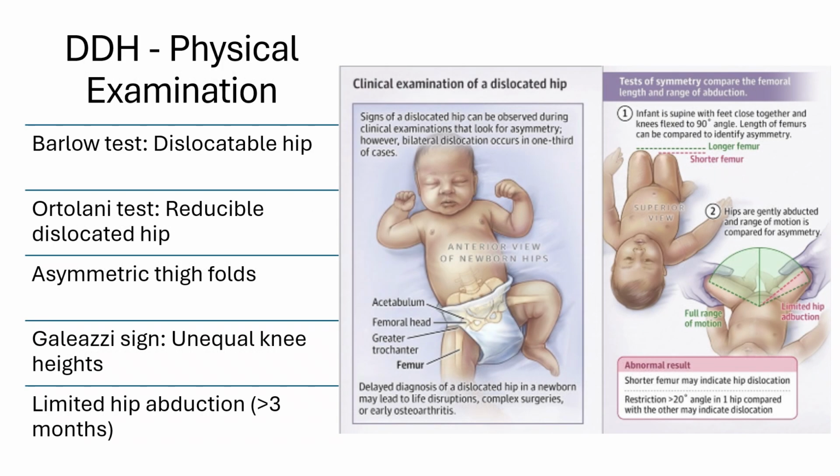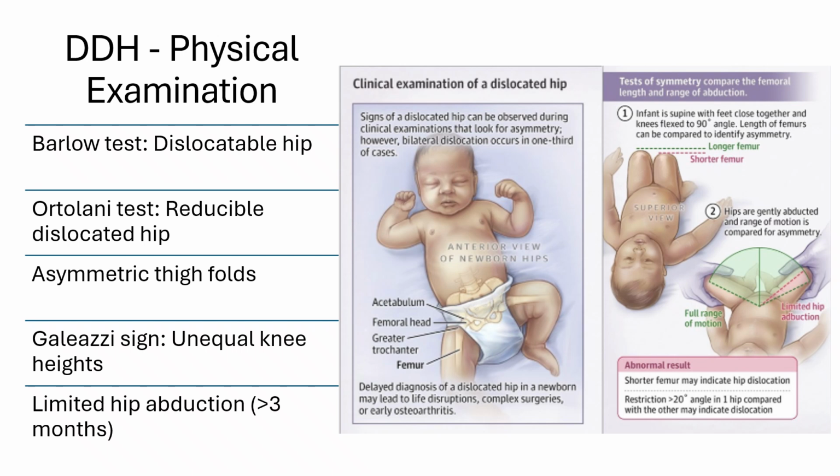The physical examination for DDH requires mastering specific techniques that detect different aspects of hip instability, each providing unique information about the joint's condition. Understanding these tests as a systematic approach helps you build confidence in your assessment skills. The Barlow test identifies hips that appear normally located but can be dislocated with gentle manipulation, indicating an unstable but currently positioned joint. The Ortolani test works in reverse, detecting hips that are already dislocated but can be reduced back into position with proper technique.